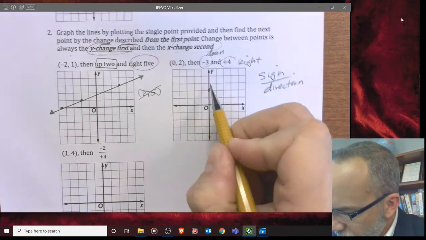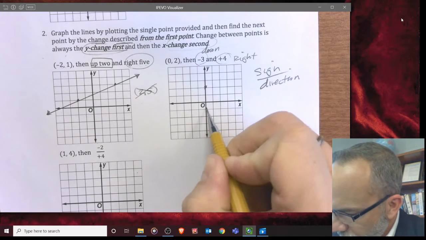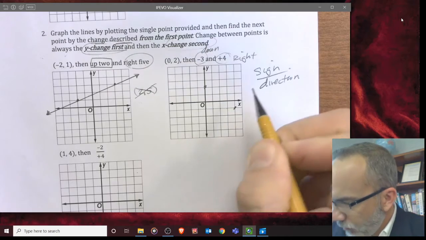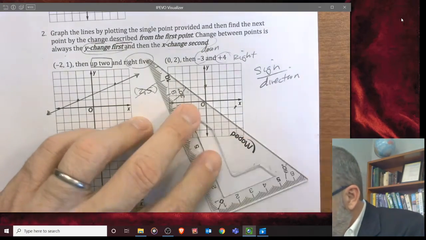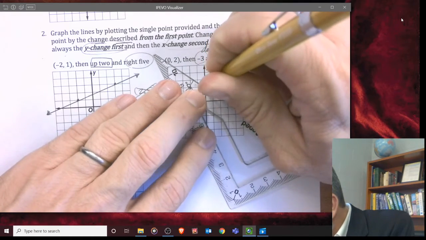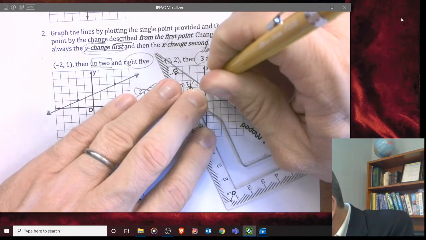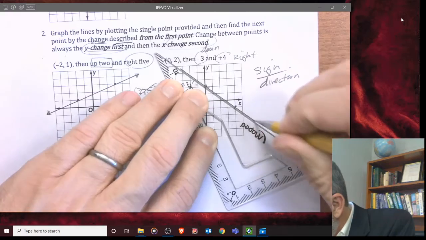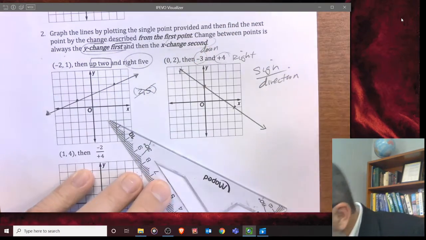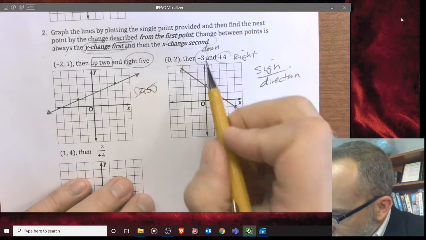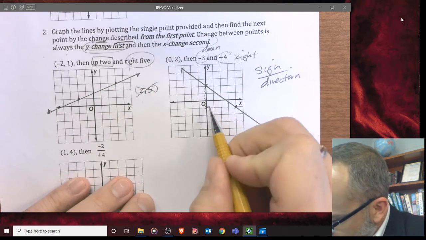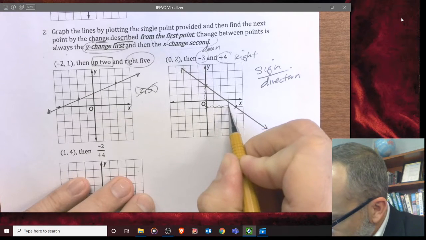So I'm going to now go down 3 units, 1, 2, 3, and then to the right 4 units, 1, 2, 3, 4. That point right there. This is kind of awkward to do with the document camera and all of that, but I'm going to do it. Draw it through. There we go. Now, if you can look, I went down 1, 2, 3, down 3, and then I went to the right, 1, 2, 3, 4.